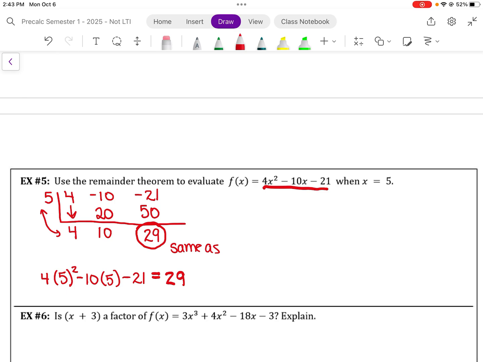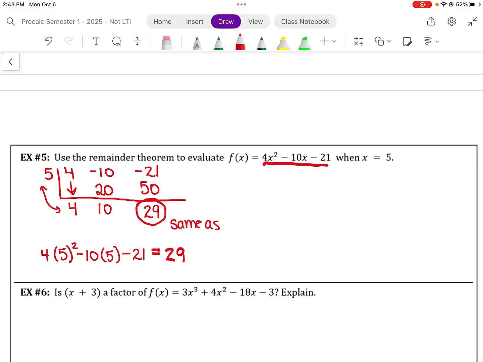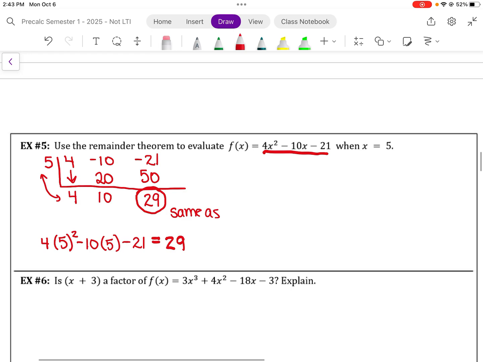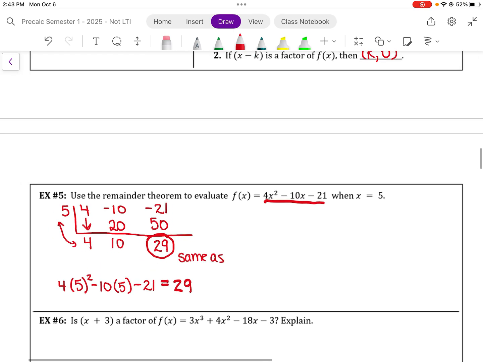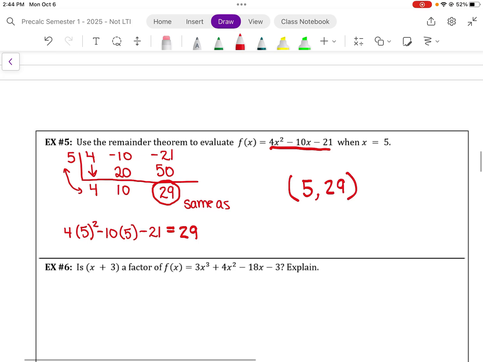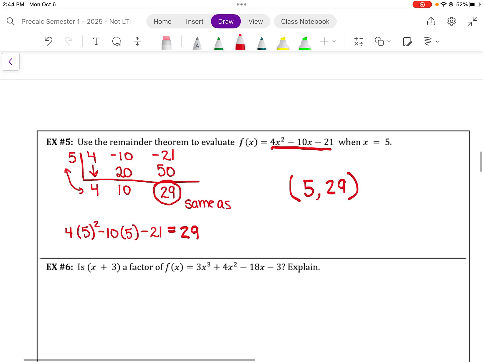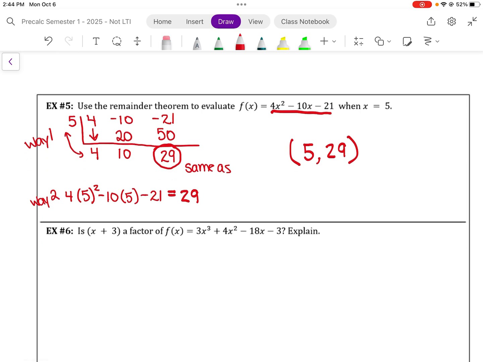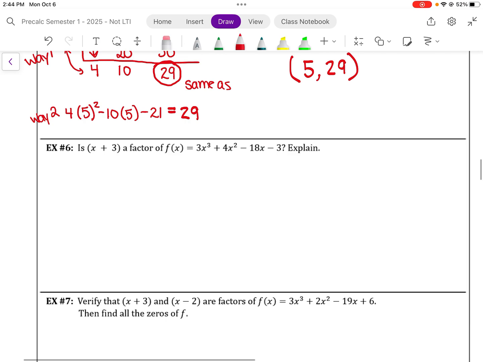Whereas a lot of times with the remainder, or doing synthetic division, you don't typically need a calculator. Sometimes your numbers get big enough that you need a calculator, but most of the time they do not. So the point being here is that the point on the graph is 5, 29. And I did it 2 different ways. So way 1, that's with the remainder theorem like it asked. This is what you always did in all your other algebra classes to evaluate, right? Okay. We're still dividing. Different question, still dividing.